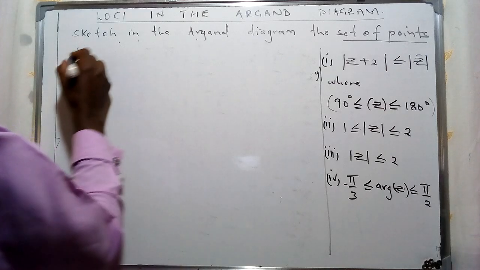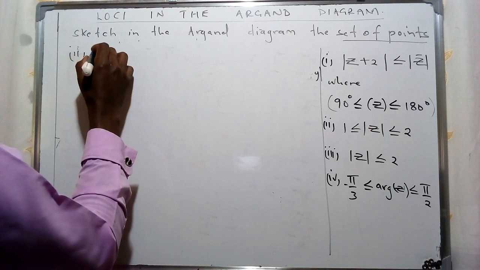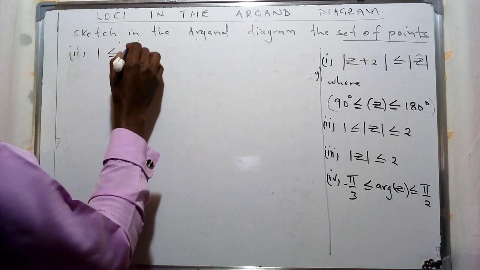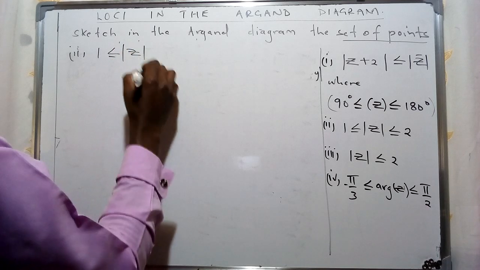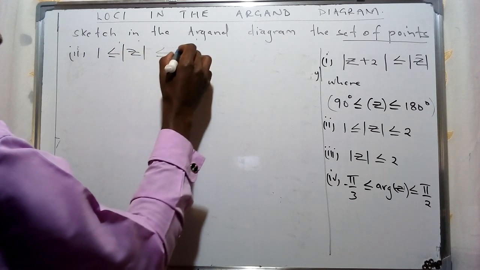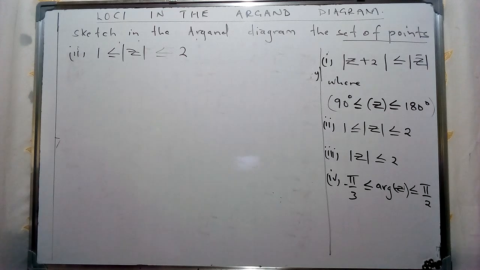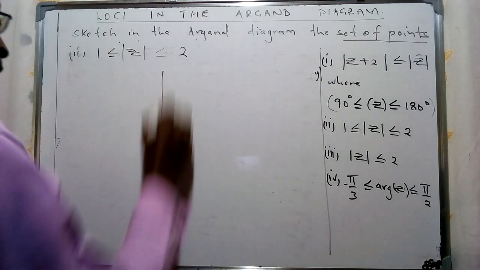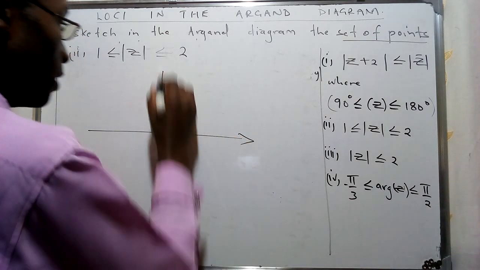So we shall have this one in terms of option 2, which is 1 is smaller than or equivalent to the magnitude of z given as 2. And if we try to look at this, we can as well have the graph of this specific function by considering the Argand diagram for this specific set of points.